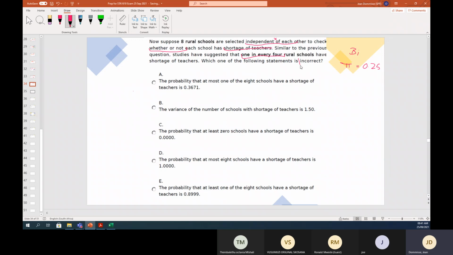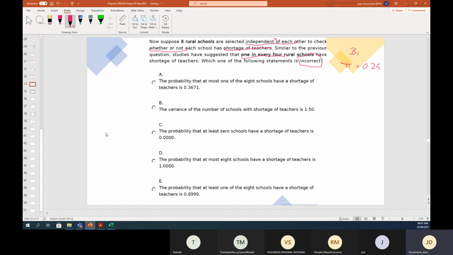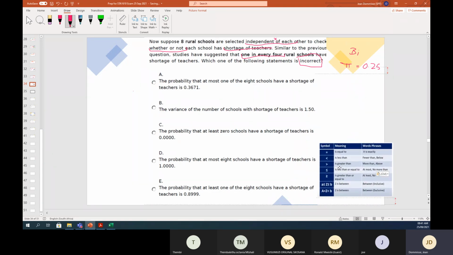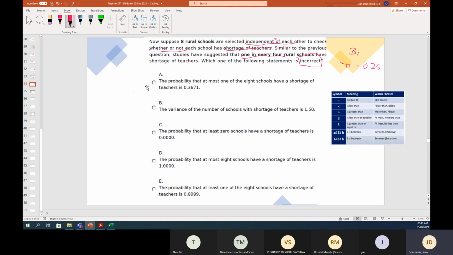Which one of the following statements is incorrect? So very similar to the previous one. The next set, they will ask a bit differently. They're going to ask the at most, and a bit more of that would be included here. And then maybe the variance will also be included. So let's look at what is in here.